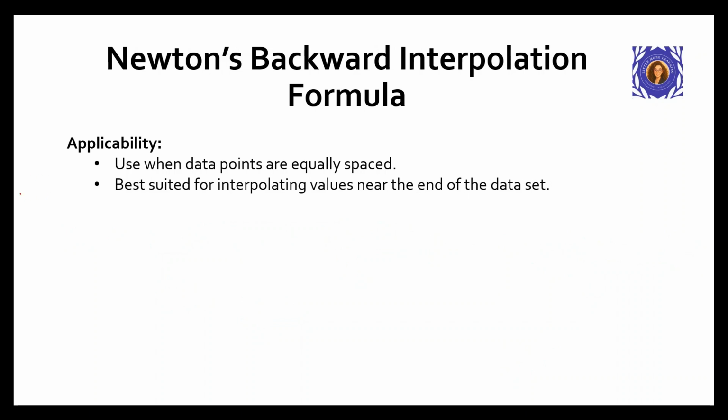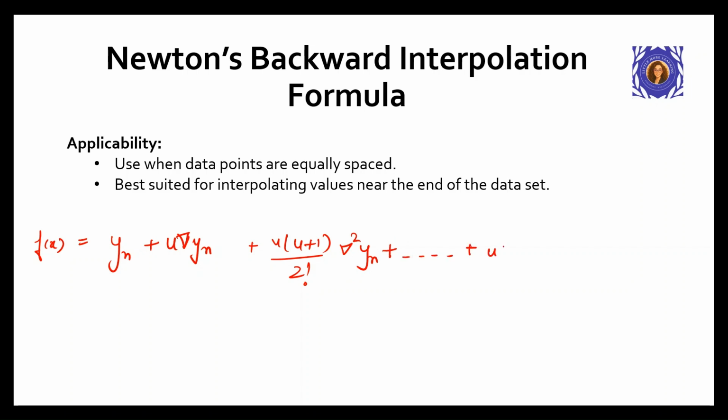The formula for this is f(x) equals yn plus u ∇yn plus u(u+1)/2! ∇²yn. It is just similar to the forward one. The main difference is that you are just using inverse delta (∇) instead of delta, which we were using in the forward interpolation formula. Then u(u+1)...(u+n-1) divided by n factorial, lastly ∇ to the power n yn.